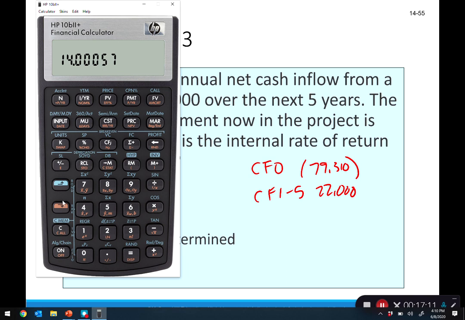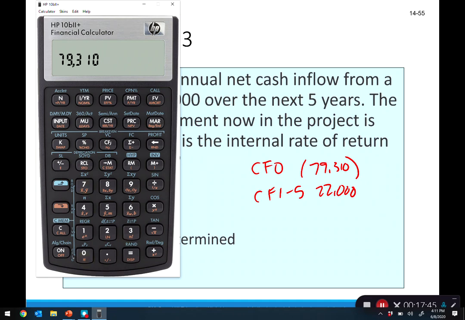So let's try that. 79,310 is going to be my cash flow 0. I didn't make it negative, so I screwed it up. I'm going to have to erase and start over. 79,310 negative, set that as cash flow 0. 22,000, cash flow 1, 2, 3, 4, 5, and then shift IRR gives us an internal rate of return of 12%.